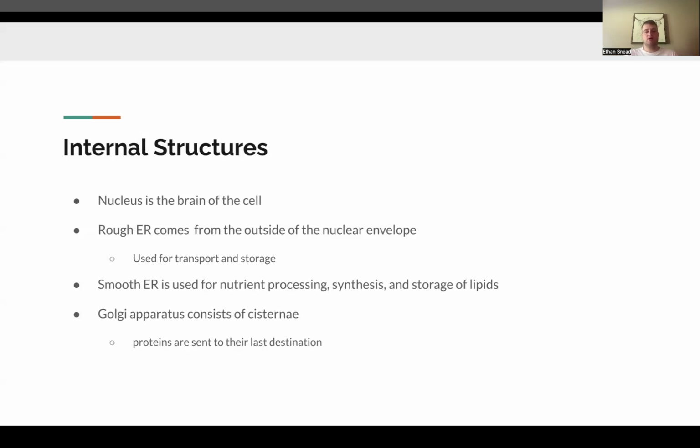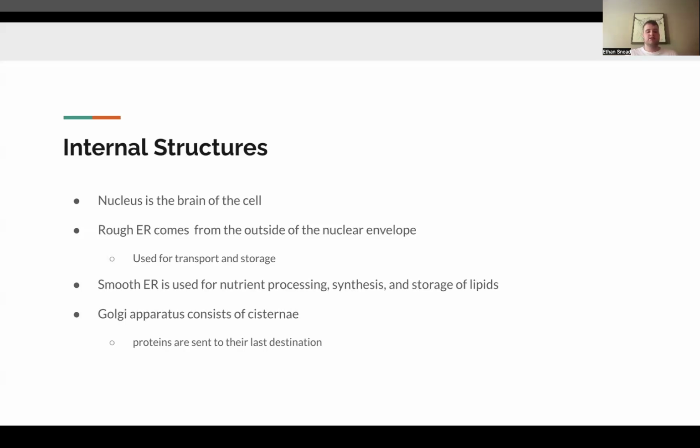The smooth ER functions are for nutrient processing, different types of synthesis, and it stores lipids. The Golgi apparatus consists of cisternae. The cisternae are small disc-shaped sacs, and they help in transport in the cell.